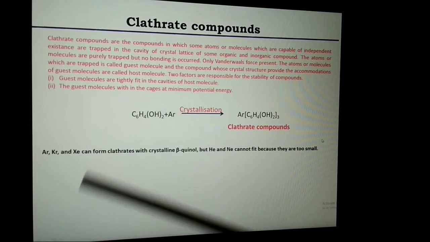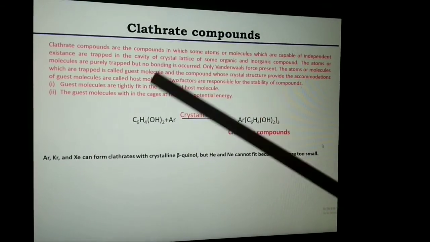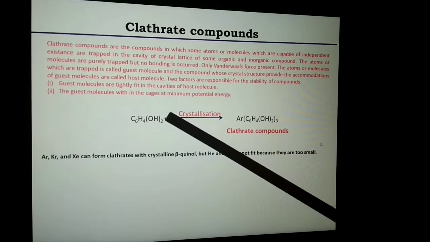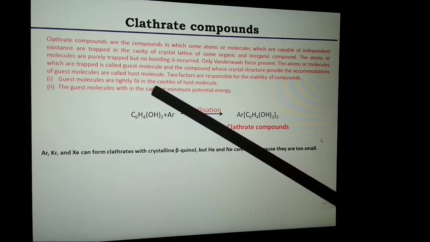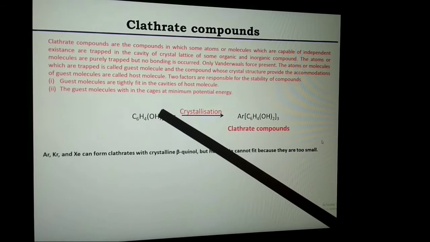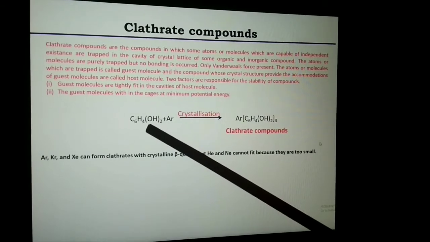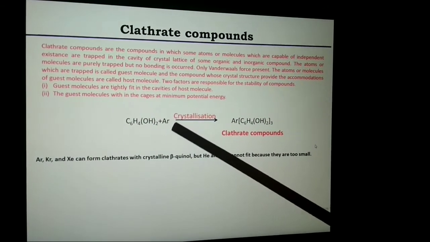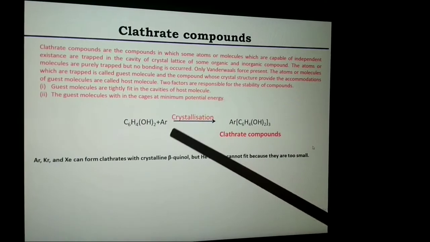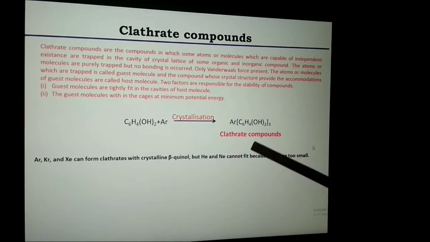And now the last, the clathrate compound. Here we have seen that the clathrate compound is formed in between argon and beta-quinol. Here beta-quinol acts as a host molecule and argon acts as the guest molecule. Here the crystallization takes place to form the clathrate compound.